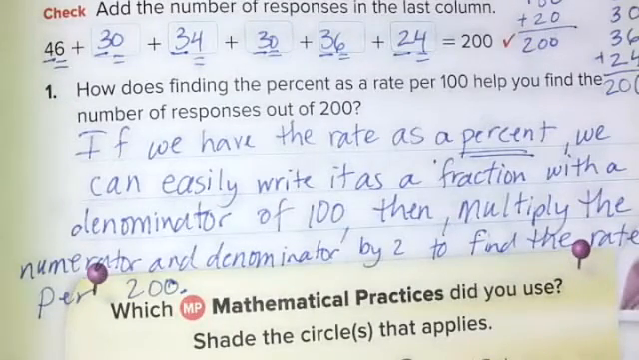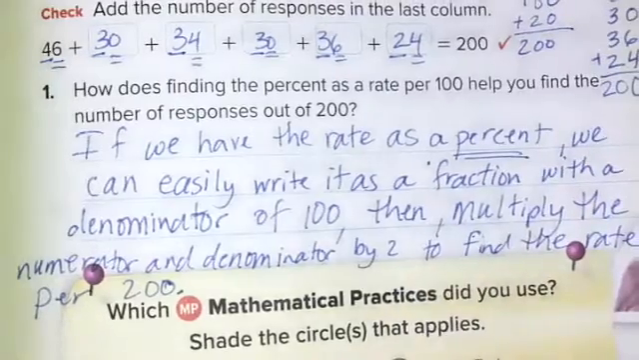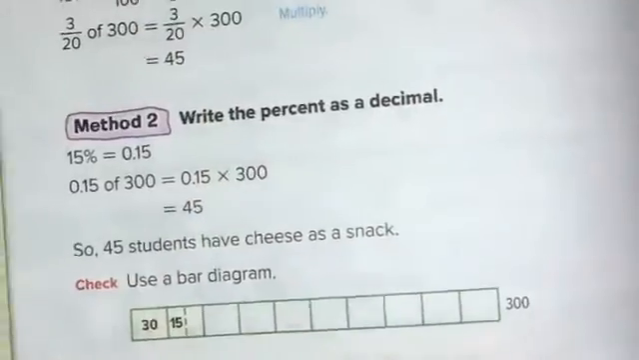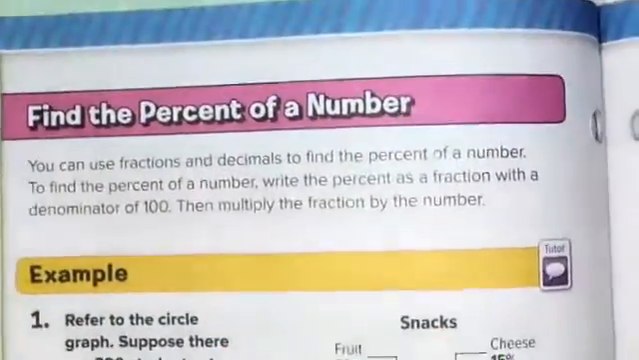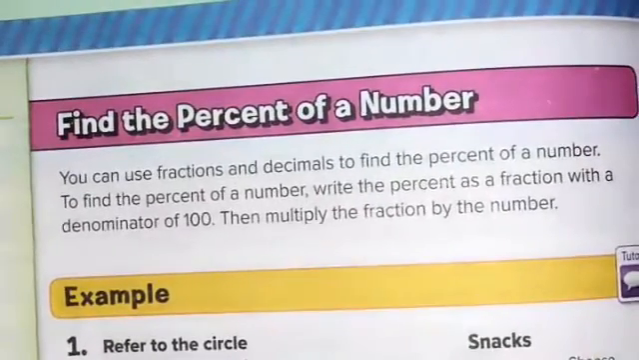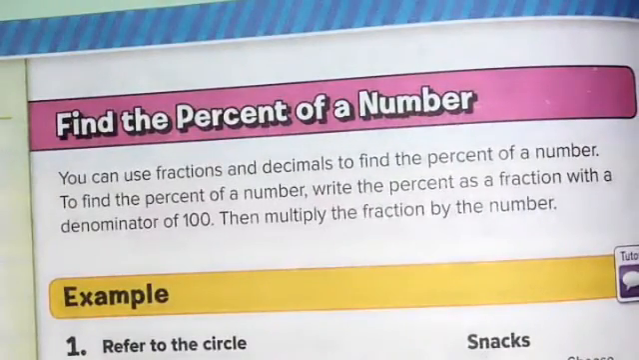Okay, go ahead and turn the page to 148, and we're going to start to learn how to find the percent of a number. So moving on to page 148. You can use fractions and decimals to find the percent of a number. To find the percent of a number, write the percent as a fraction with a denominator of 100, then multiply the fraction by the number.